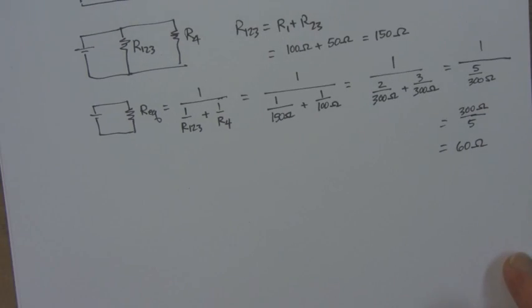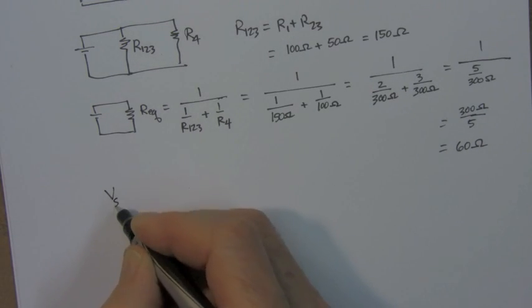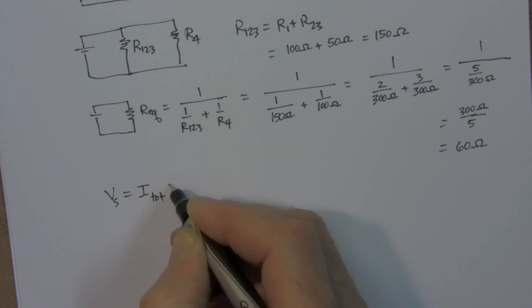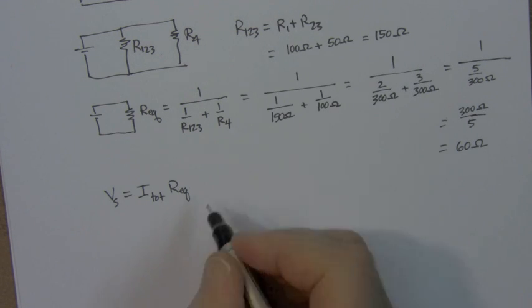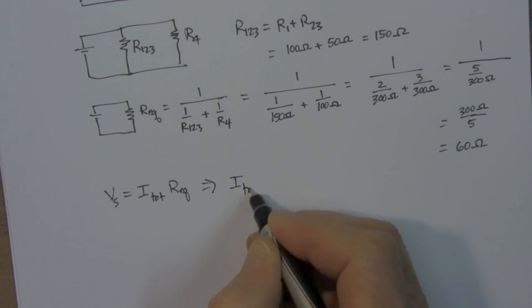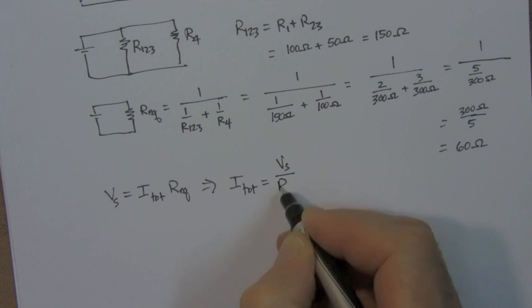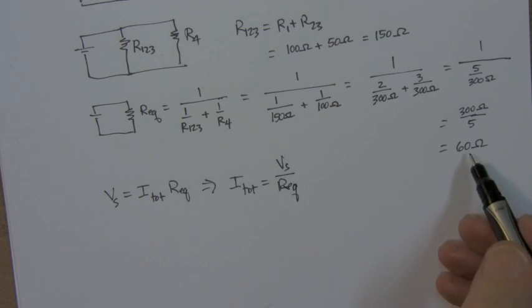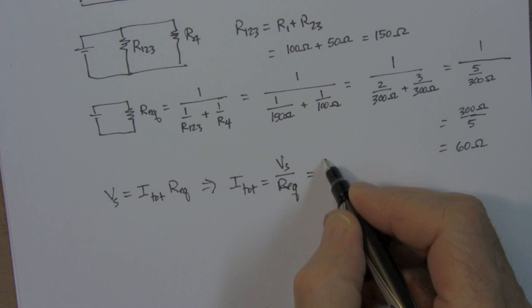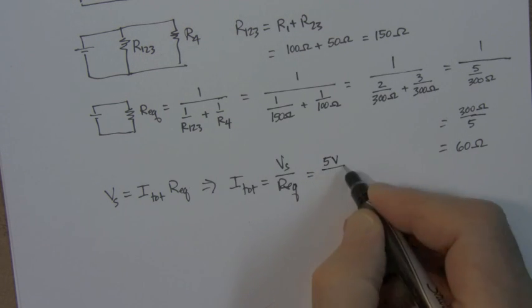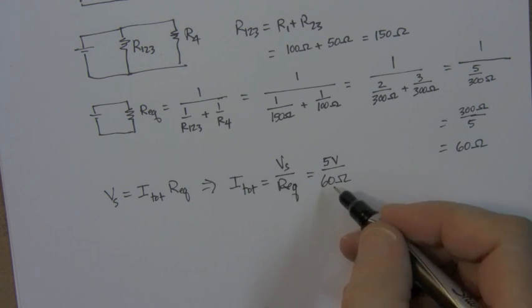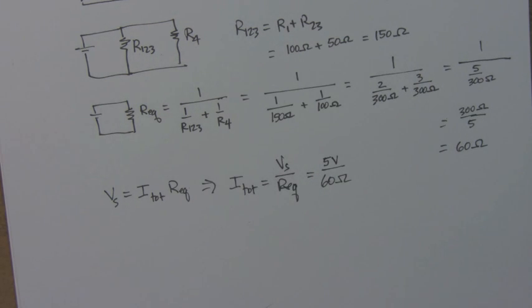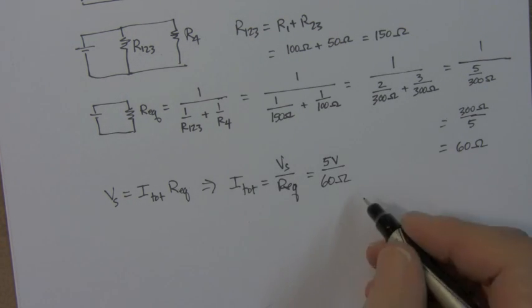So, don't even need a calculator. Now, finally, we have VS is equal to I total times R equivalent. So the total current we're still trying to solve for, I total, is equal to V sub S over REQ. REQ we've just found as 60 ohms. This is equal to 5 volts over 60 ohms. That goes into it 12 times. That's 1/12, which is something less than 0.1. 5 volts divided by 60 is equal to 0.0833.